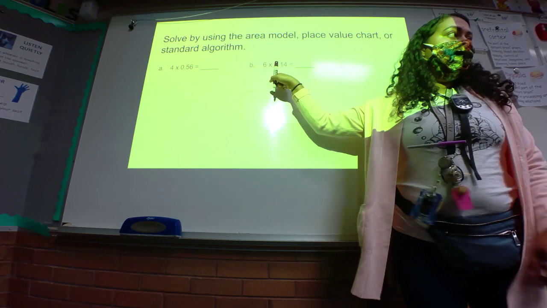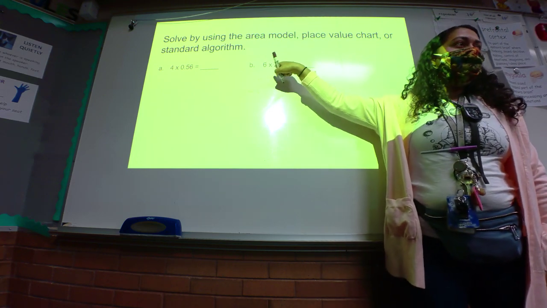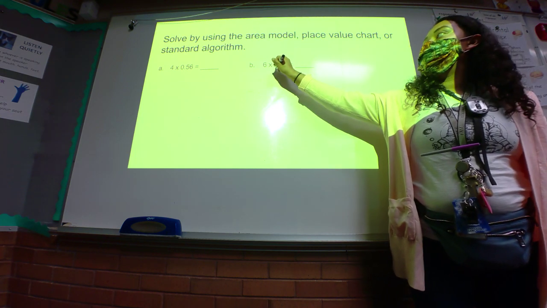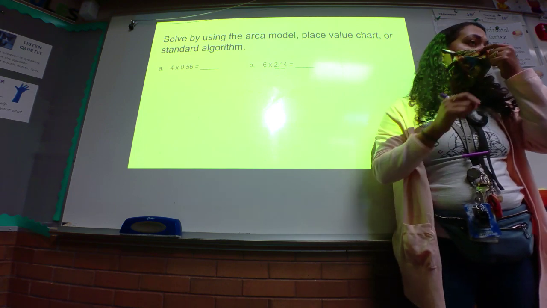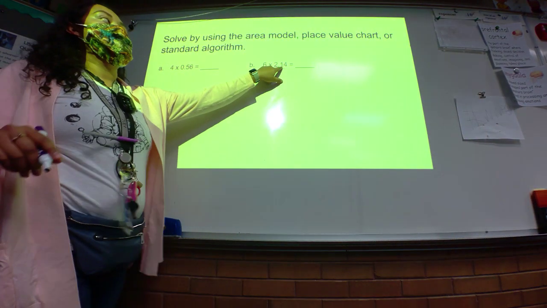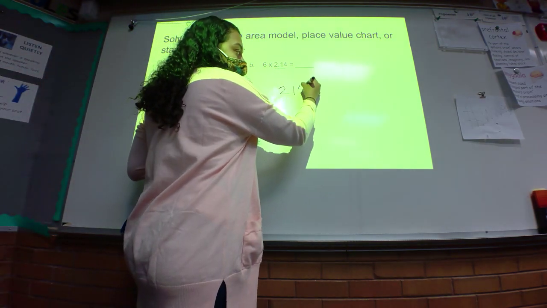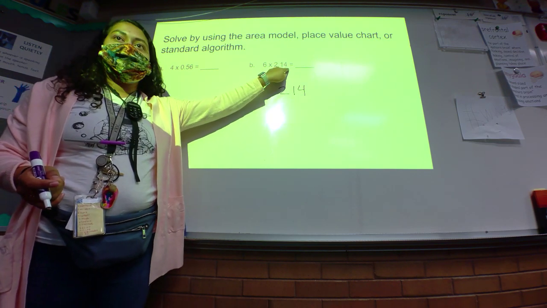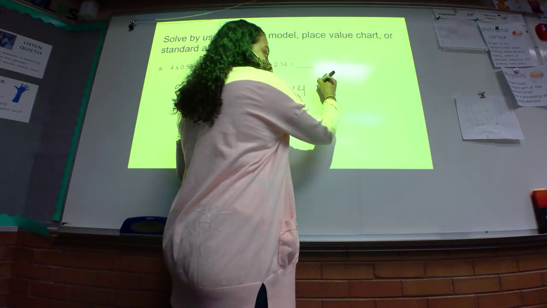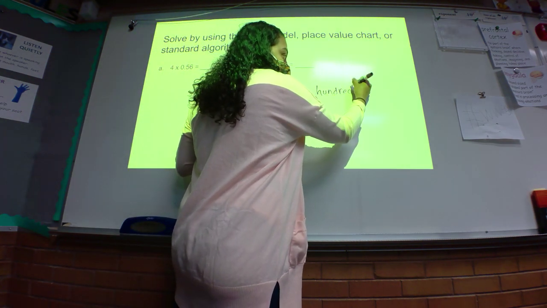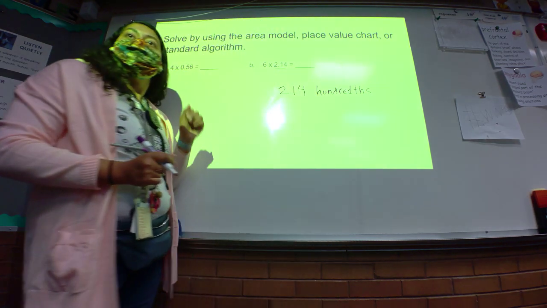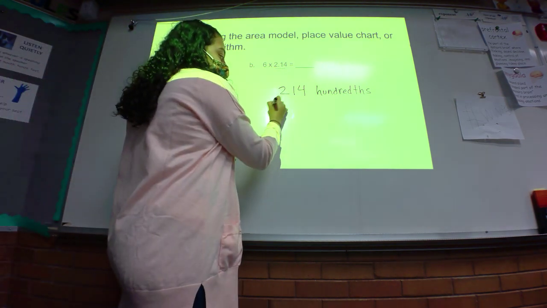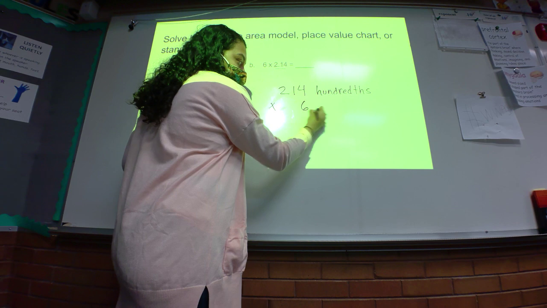Okay, so let's try B. We have 6 times 2 and 14 hundredths. So first let's write the decimal in unit form. I'm going to use all of these digits, the 214. And then what unit does it end in? Hundredths. So 214 hundredths. Okay, how many copies of that? 6 copies of that. So times 6.